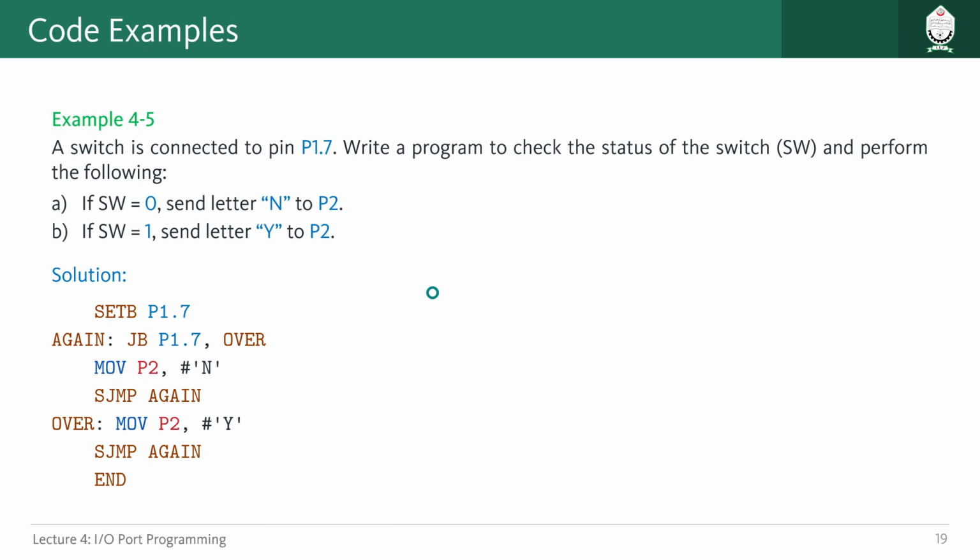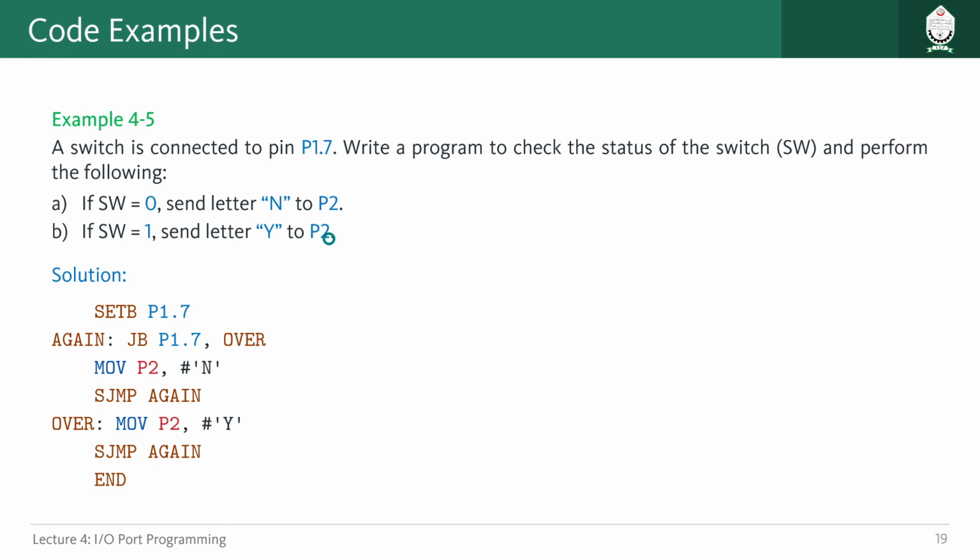Next we have another example. Here a switch is connected to pin 1.7. We have to check the status of the switch and perform the following. If switch is 0, that means we have to send the ASCII letter N to port 2. If switch is 1, then we have to write the ASCII letter Y to port 2.